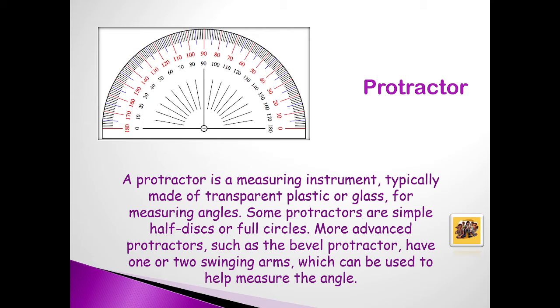Protractor. A protractor is a measuring instrument typically made of transparent plastic or glass for measuring angles. Some protractors are simple half discs or full circles. More advanced protractors, such as the bevel protractor, have one or two swinging arms, which can be used to help measure the angle.